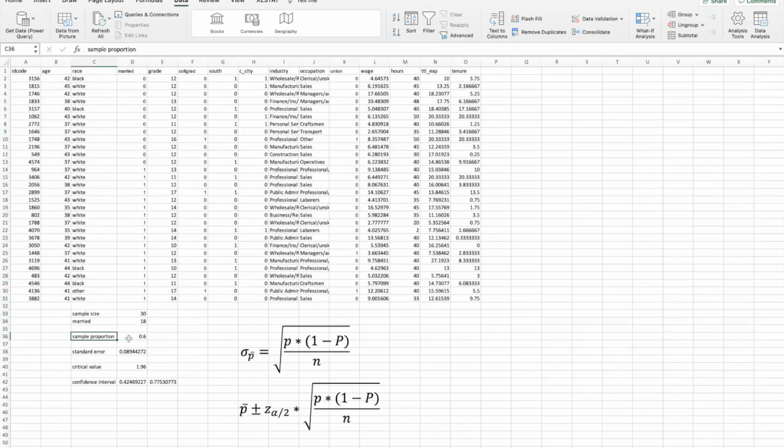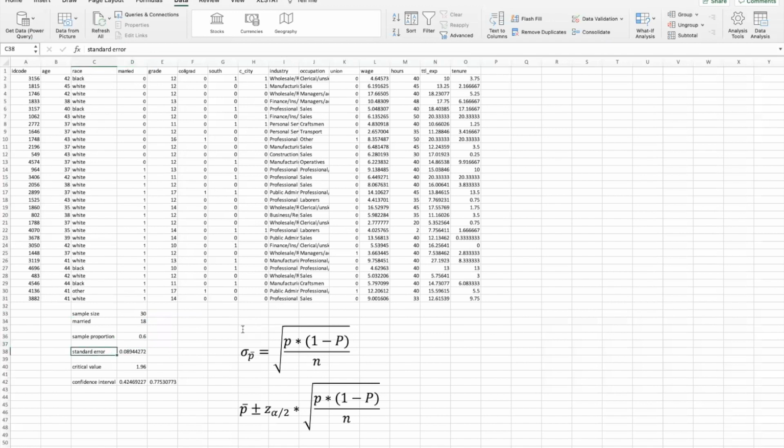Therefore, it means the sample proportion will equal the number of married people divided by the sample size. So we'll have 60%, right? Which means in this data set, 60% of the people are married. Then we need to compute the standard error.